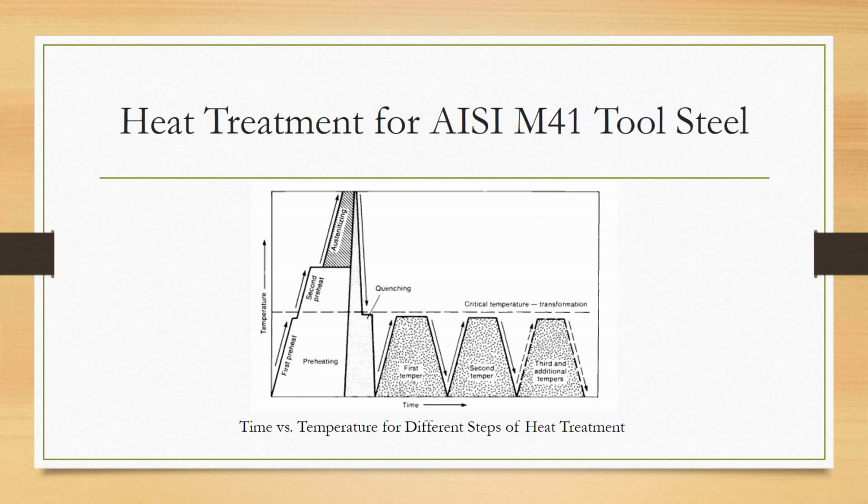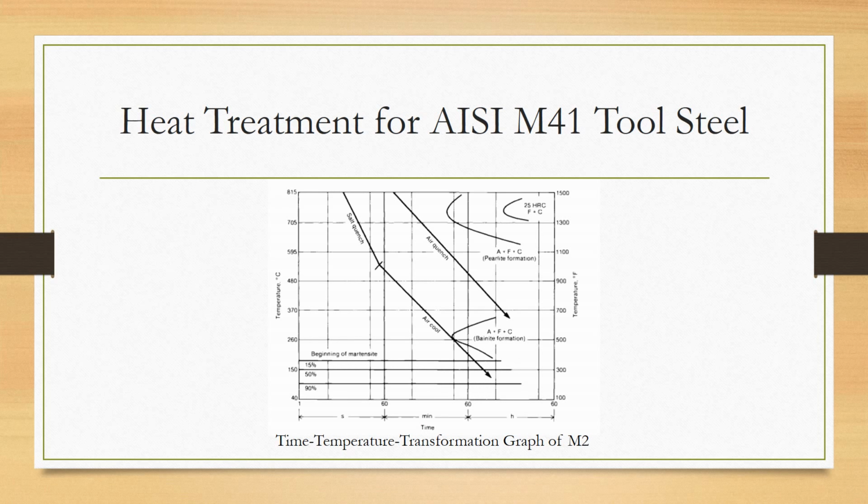The second step is austenitizing, or hardening. High-speed tool steels depend upon the dissolving of multiple complex alloy carbides during austenitizing to develop their properties. M41 steels are rapidly heated to 1232 degrees Celsius for 2 to 5 minutes. The next step is quenching.